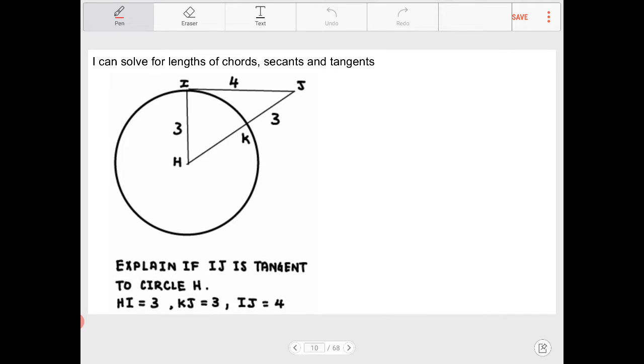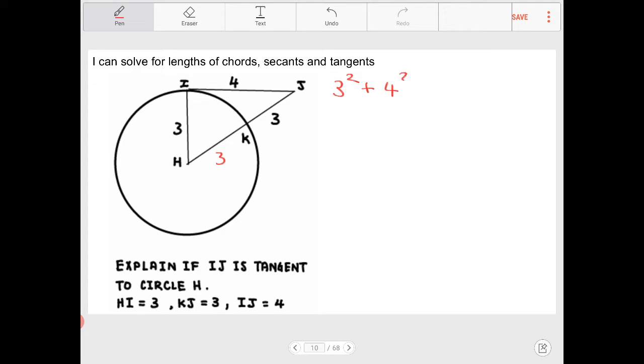All right, pause the video to see if you can figure this out. Here again, we need to explain whether or not IJ is a tangent. Very similar concept. HK here is 3 because I know that HI is 3, and because HI and HK are the radius of the circle, they have to be of the same length. Will this hold true then?